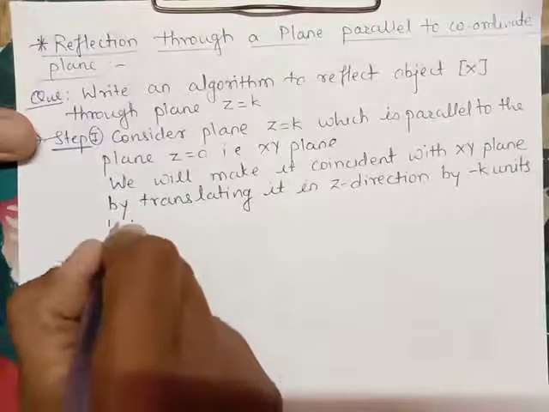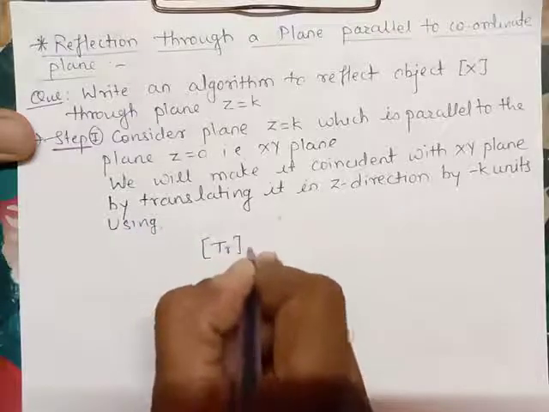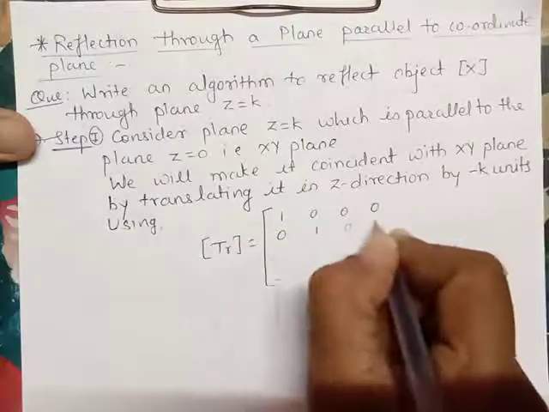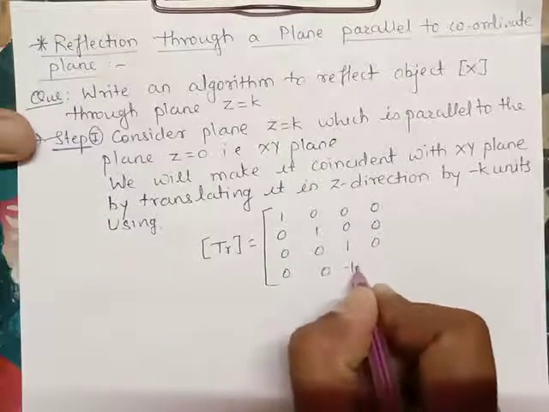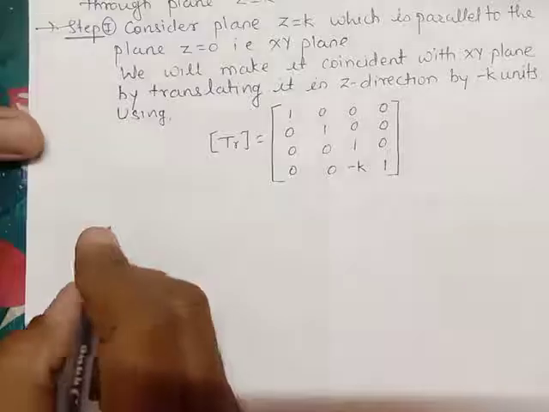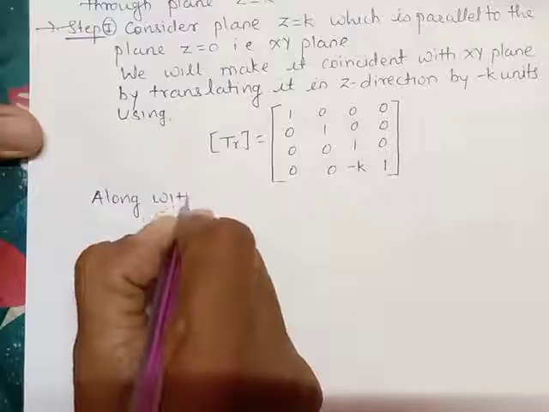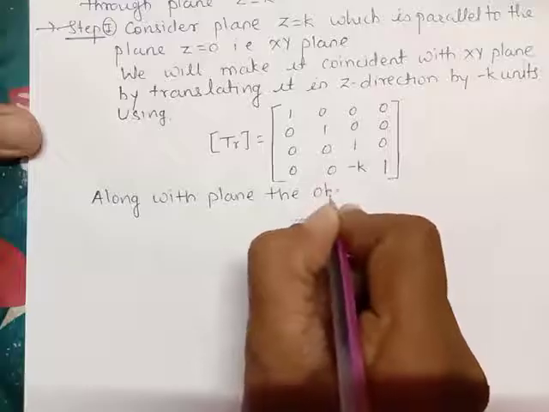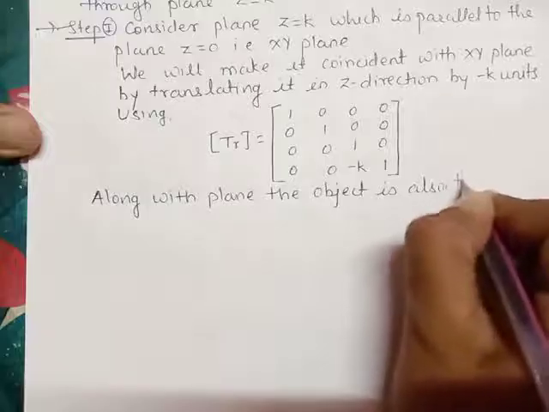Using the transformation matrix, what is that time? Translation, and that matrix will be 1 0 0 0, 0 1 0 0, 0 0 1 0, 0 0 minus k 1. Now along with the plane, the object is also translated.